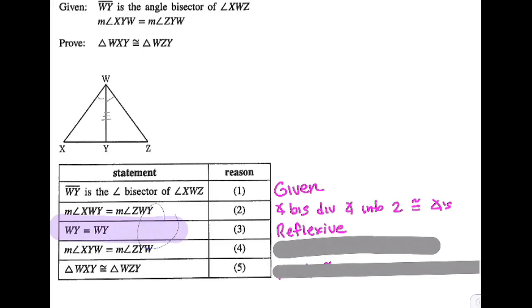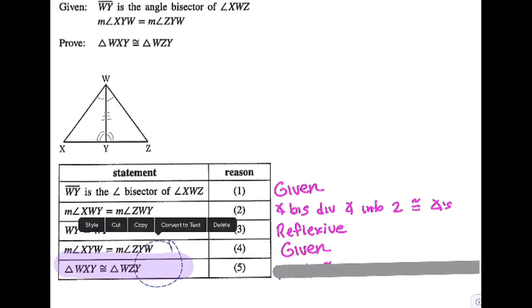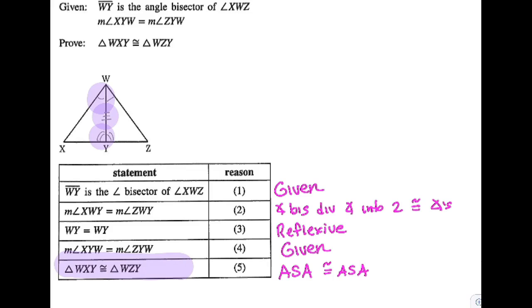And then here's the next given. XYW is congruent to ZYW. That's the angle at the bottom. That's another given. And then finally, it asks us to prove the triangles are congruent. And we can do that by angle side angle: the bisector, the reflexive, and the other given angle.